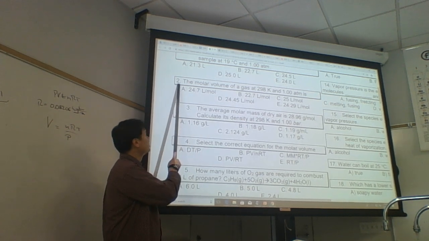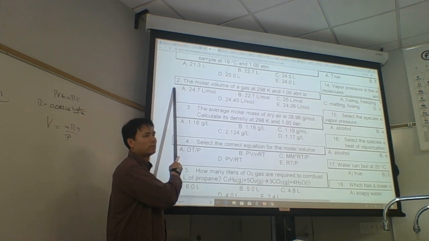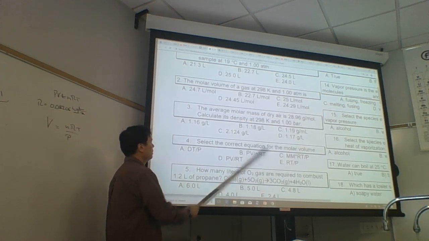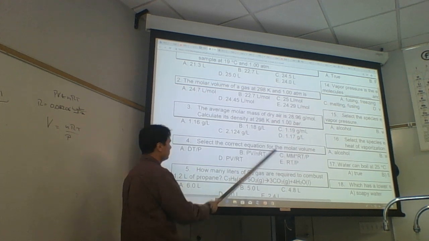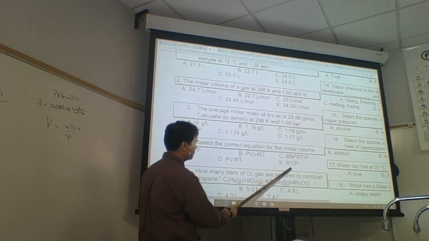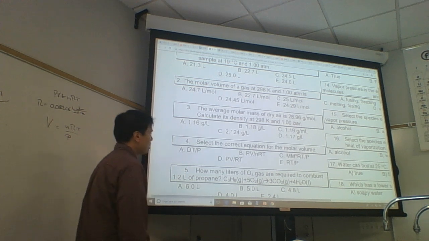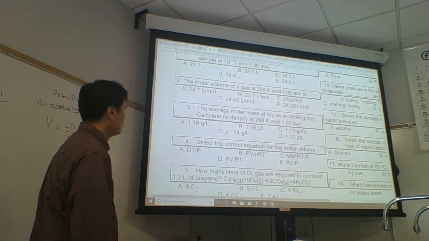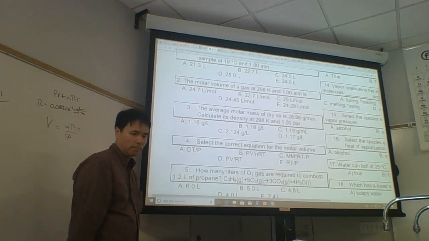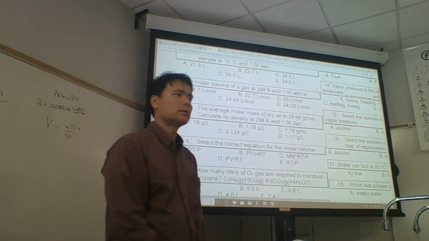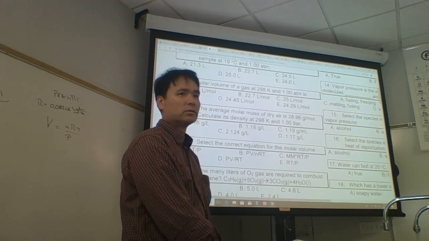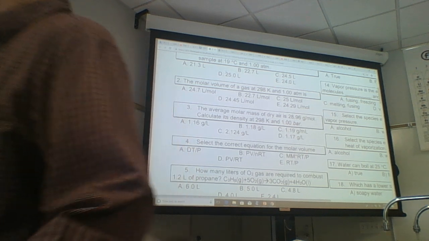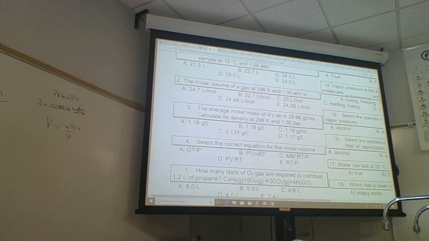What's the molar volume equation? Number 2. RT over P. And so select the correct equation for molar volume. That's number 4, would be E, RT over P. You can derive that or memorize it. What's the density equation? Do you have that one memorized or derive it? Can you derive it? Yeah. You can always check if your derivation is correct.